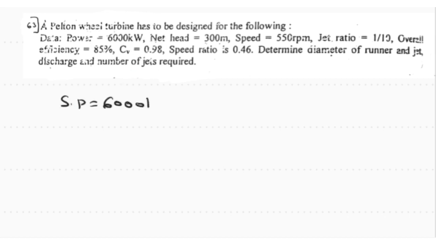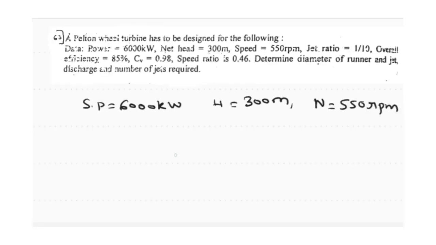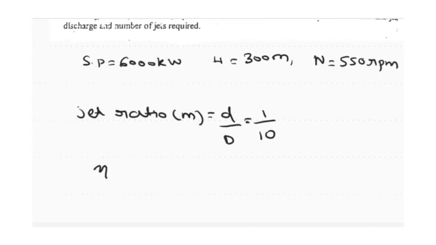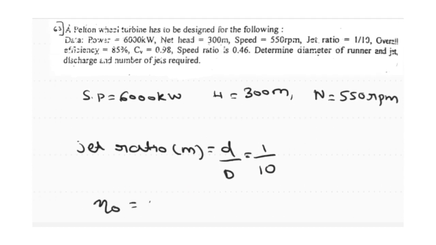6000 kilowatt. Net head is given as 300 meter. Speed is given as 550 rpm. Next thing given is a jet ratio, m is equal to d by D, so that is equal to 1 by 10. In the previous problem it was given that it should not exceed 1 by 6. Here it is equal to 1 by 10. Overall efficiency, eta naught, is given as 85%.